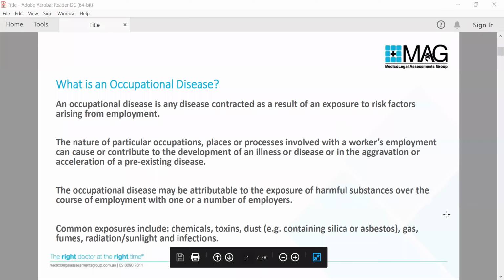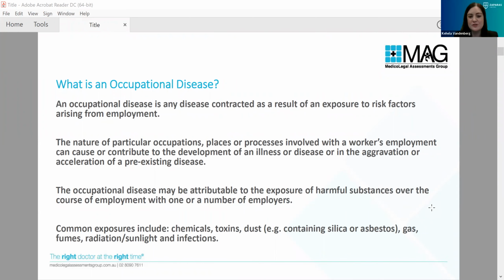There we are. So as I was saying, there are particular occupations, places or processes involved with the worker's employment that can cause or contribute to the development of an illness or disease, or the aggravation or acceleration of a pre-existing disease. Now, that occupational disease may be attributable to the exposure of harmful substances over the course of employment with one or a number of employers. A classic one is silicosis. You may be somewhat familiar with that. Usually a stonemason or people working in the stonemason industry would have worked for numerous employers, and each exposure to respirable crystalline silica can contribute to the development of silicosis and other dust-related conditions.